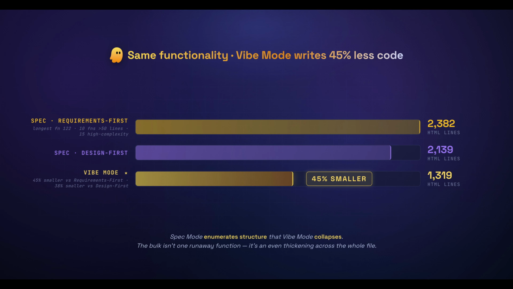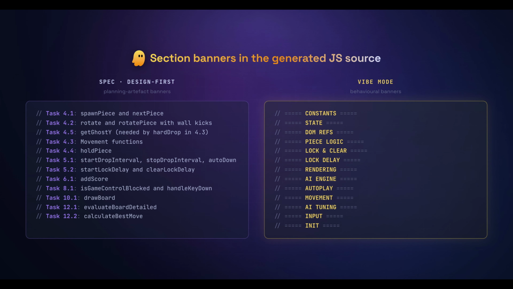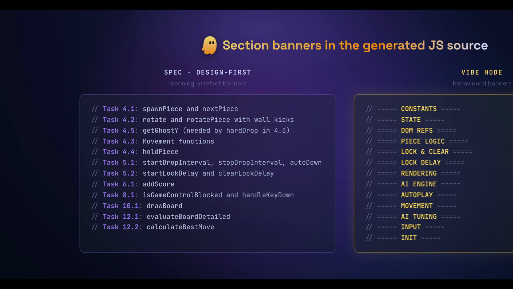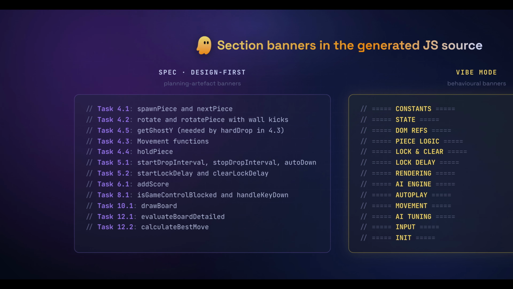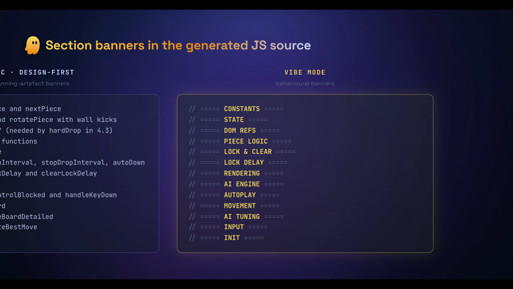Second, spec mode's planning artifacts leak into the source. Both spec runs generate a tasks markdown file. In design first, the task IDs ship as section banner comments in the code itself. Vibe mode's banners are named by what the code does. The planning doc is supposed to be intermediate. In spec mode, it stays in the production source.